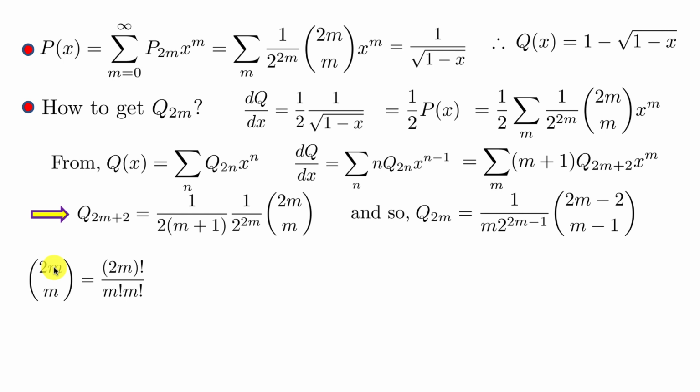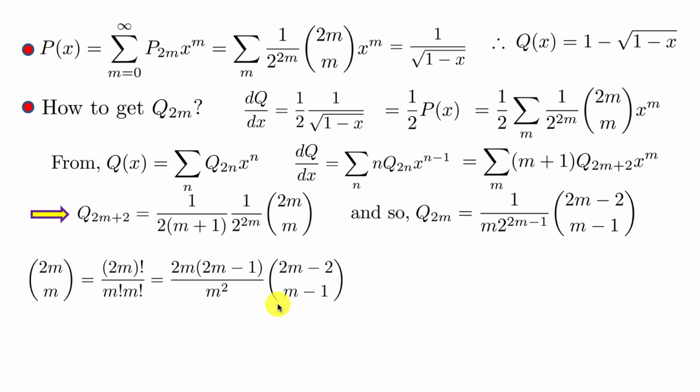that 2m choose m is, by definition, this 2m factorial over m factorial squared. Now, if you write this out, this is 2m into 2m minus 1 into 2m minus 2, etc. But that becomes 2m minus 2 factorial. And what we have over here is m into m minus 1, and similarly over here, so that becomes m squared into m minus 1 factorial, which then becomes 2m minus 2 choose m minus 1.